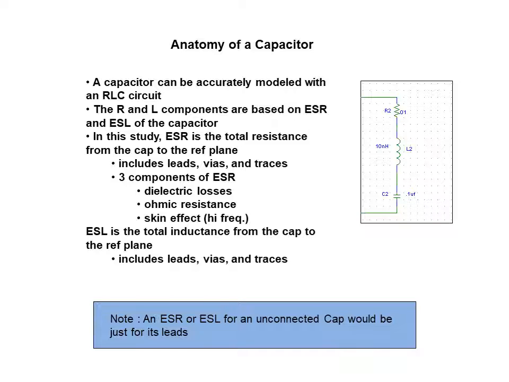And the ESL, the equivalent series inductance, is the total inductance from the cap to the reference plane. So ESR is the total resistance from cap to reference plane, and ESL is the total inductance from the capacitor to the reference plane. This includes the capacitor leads, vias, and traces of the board. Note, the ESR or ESL for an unconnected capacitor would be just for its leads.